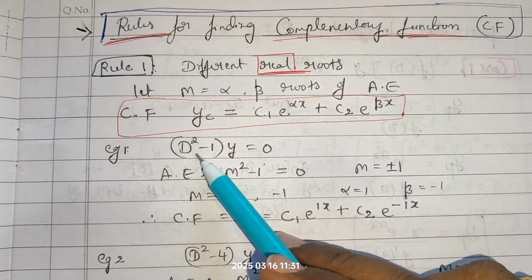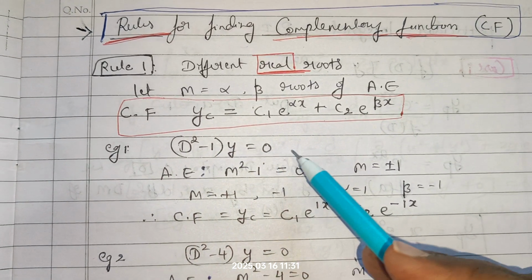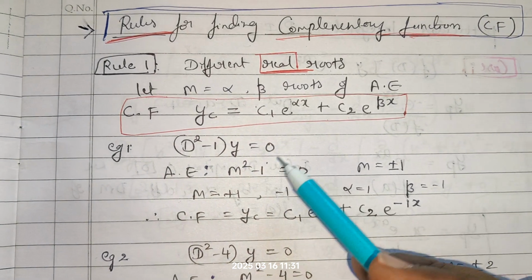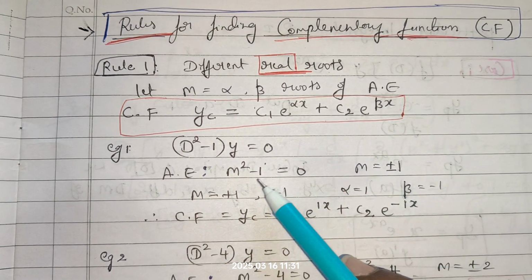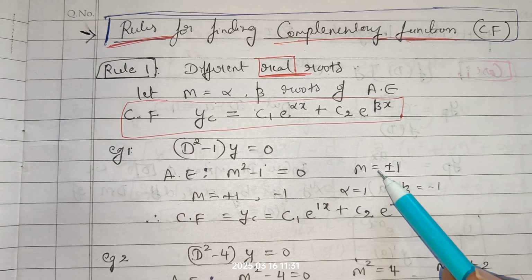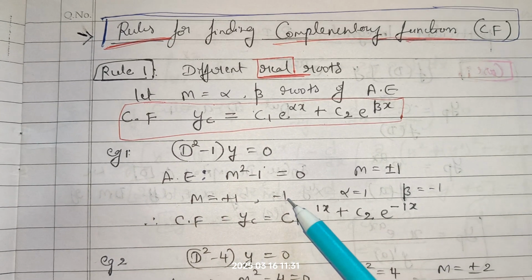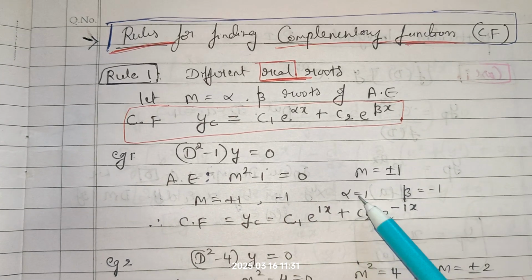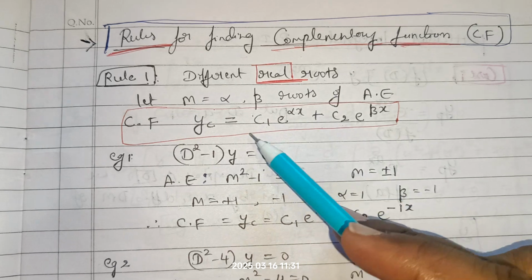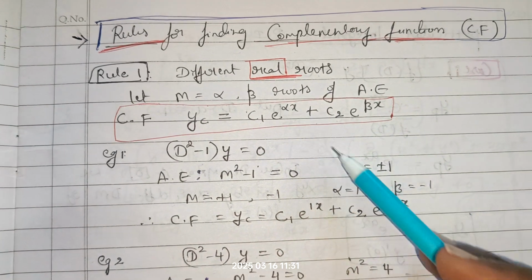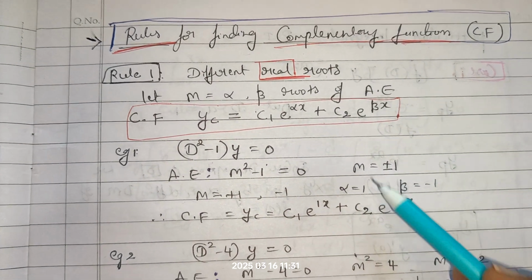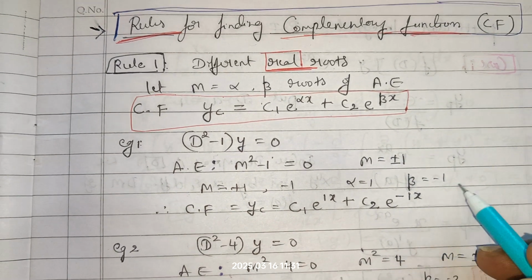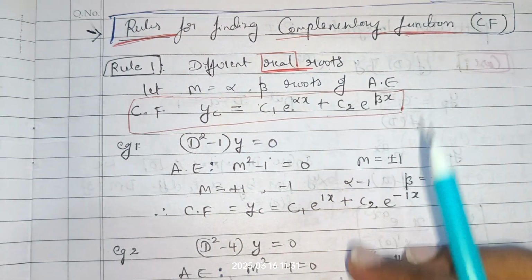For example, if the function is (D square minus 1) y equal to 0, the auxiliary equation for this is m square minus 1 equals 0. If you take the square root, m equal to plus or minus 1. So m equal to plus or minus 1 indicates alpha is plus 1, beta is minus 1. Substitute the alpha and beta values in this. So c1 multiplied by e power 1x, that is e power x, plus c2 e power minus x. So in this format it is going to be if the roots are real roots.